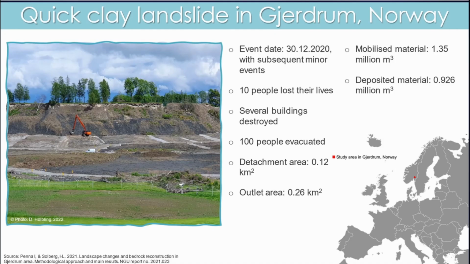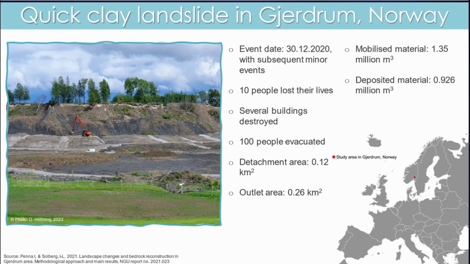10 people lost their lives, several buildings were destroyed, several people evacuated. And then more on the data itself, it had a detachment area of 0.12 square kilometers, an outlet area of 0.26 square kilometers, 1.35 million cubic meters were mobilized, and almost 1 million cubic meters was also deposited. The study area is here in Gjerdrum, Norway, closer to Oslo.